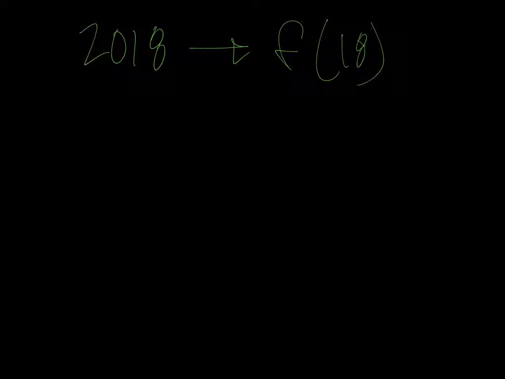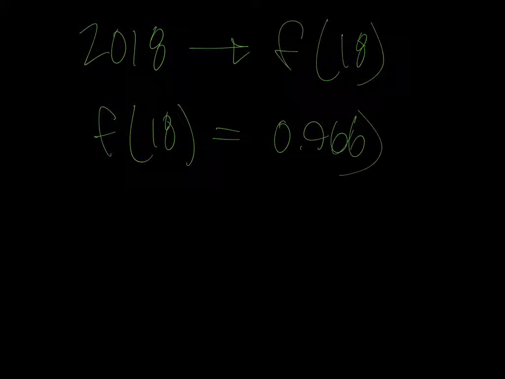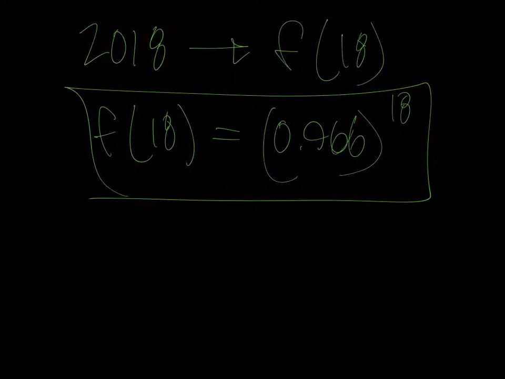And then the third part is asking the same sort of question, but for the year 2018. So they're really asking for f of 18. So f when t is equal to 18 is equal to 0.966 raised to the exponent 18. So that would go in your calculator as well. I don't have one of those calculators with me, or else I'd talk you through it. So that would be how to do that sort of problem.